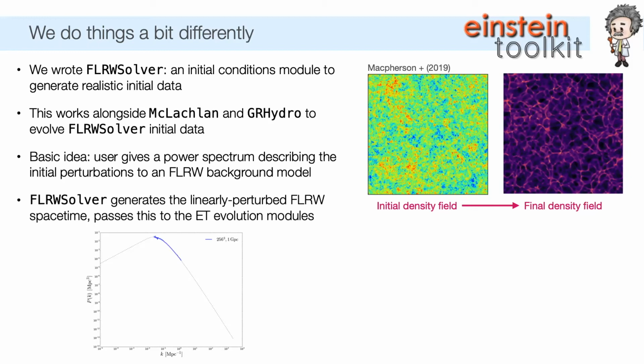And so here's just an example of what this initial data looks like. This is the initial density field, where the red regions are overdense and the blue regions are underdense, and the green is the FLRW background.